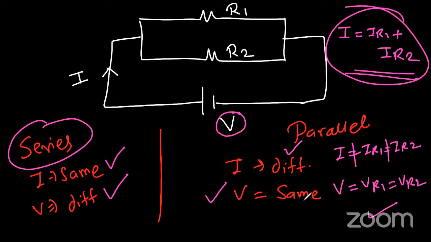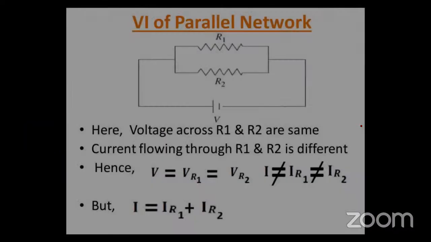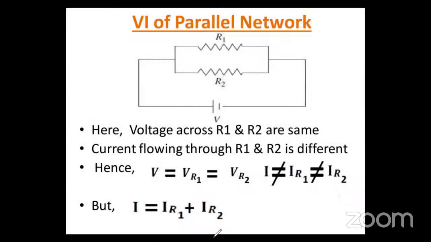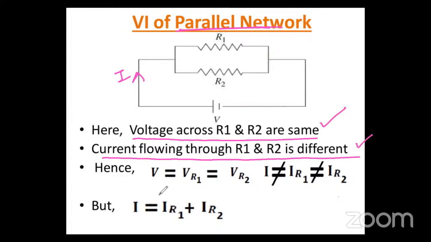Let's see the concept on the PPT. See this one. This is the resistor 1, this is the resistor 2 connected in parallel. This is the breakup line, or we can say one by one manner. This is the total voltage, and this one is the current. So in the parallel network, voltage across R1 and R2 are same. The current flowing through resistor R1 and R2 are different. See this one, V is equal to VR1 is equal to VR2.